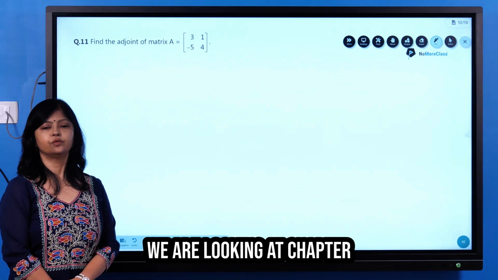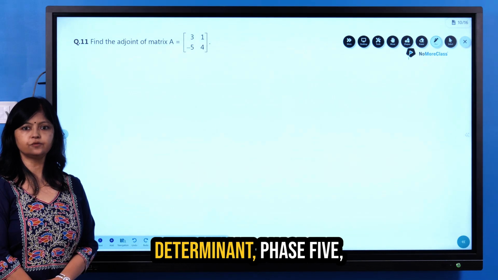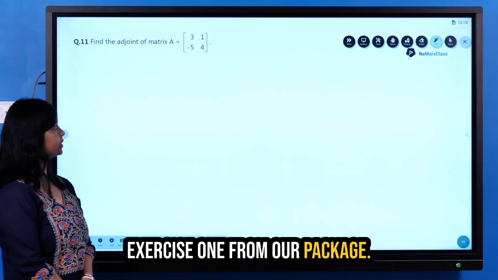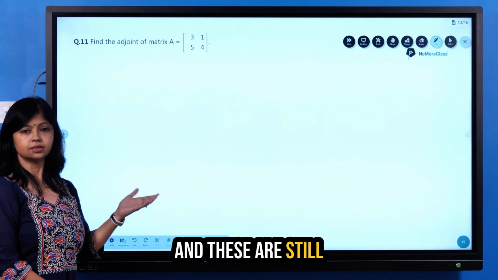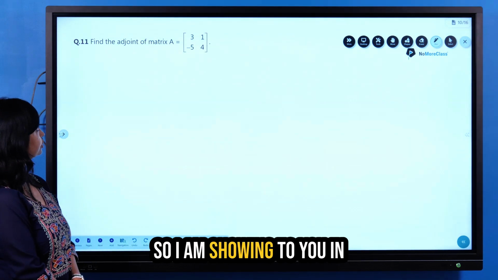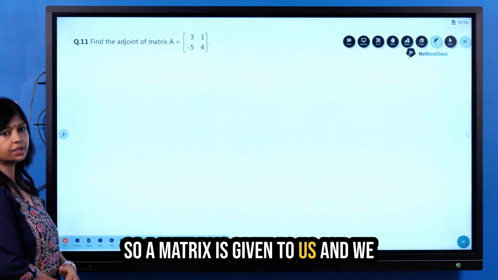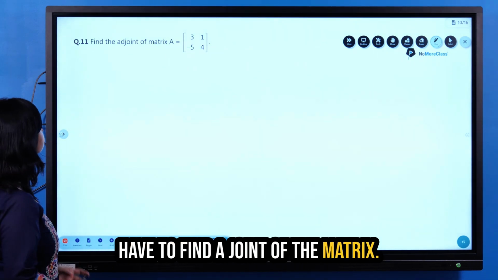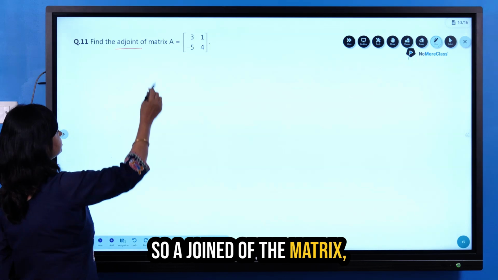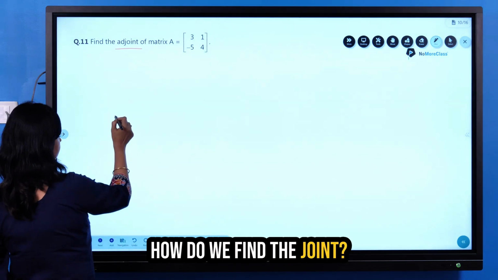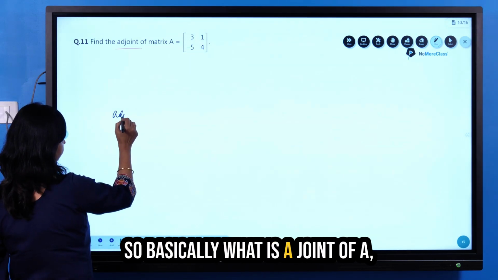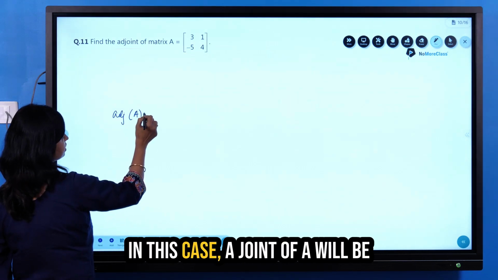Hello everyone. We are looking at chapter determinant phase 5 exercise 1 from our package. And these are still the initial questions, so I am showing to you in detail how things are done. So a matrix is given to us and we have to find the adjoint of the matrix. So adjoint of the matrix, how do we find the adjoint? So basically what is adjoint of A in this case?